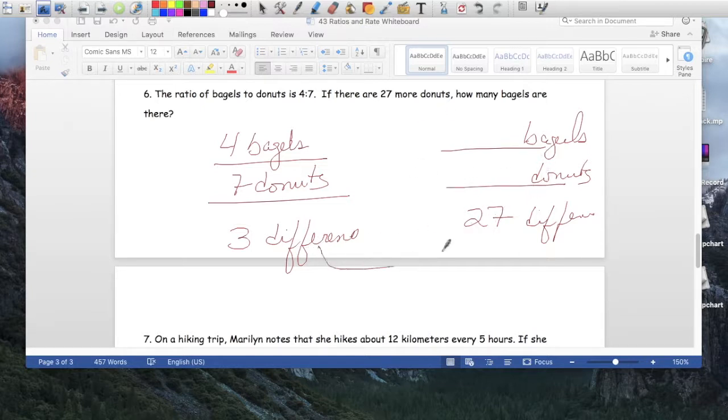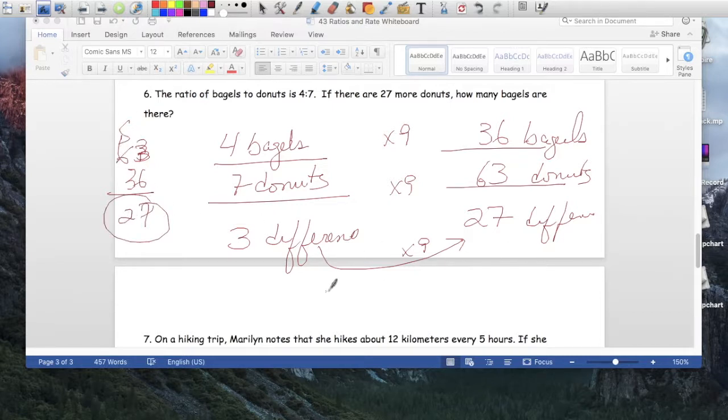So, times 9, times 9, times 9. 4 times 9 is 36, 7 times 9 is 63. So when the difference is 27, you're going to have 63 donuts and 36 bagels. If you subtract 63 minus 36, do you get 27? Yep, you get that.